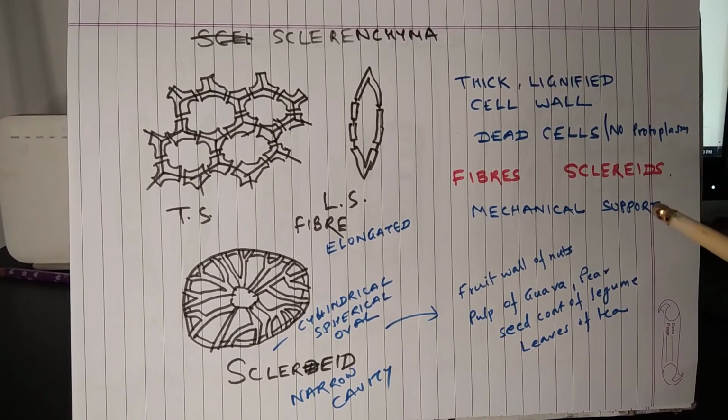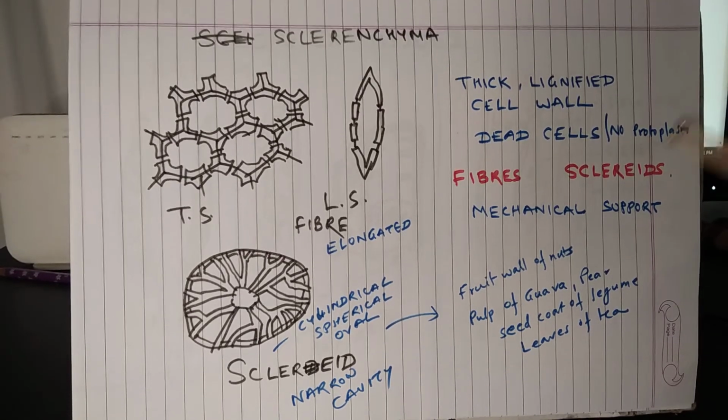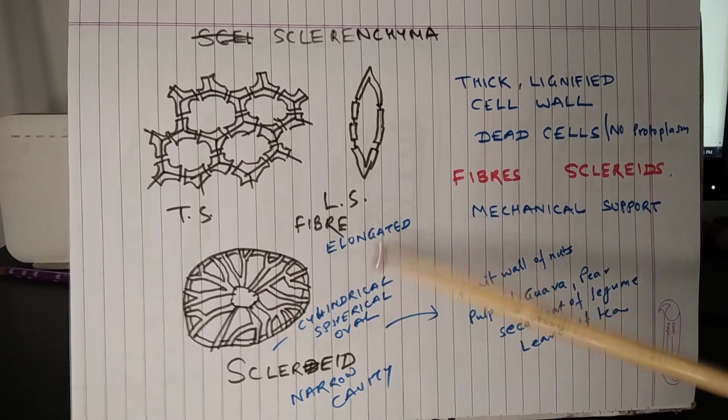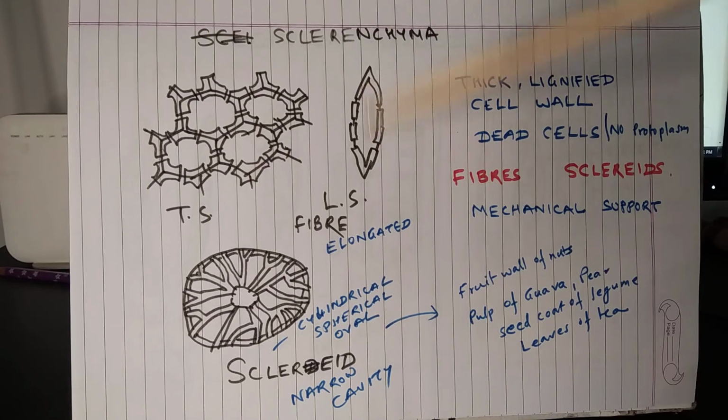There are two types of sclerenchyma. One is called sclerenchyma fiber and another is called sclerids. So fibers are longitudinal cells, and cells of sclerids can be cylindrical, spherical, or oval, and they have narrow cavity. The fibers have wider cavity.